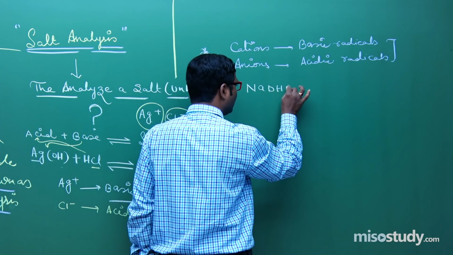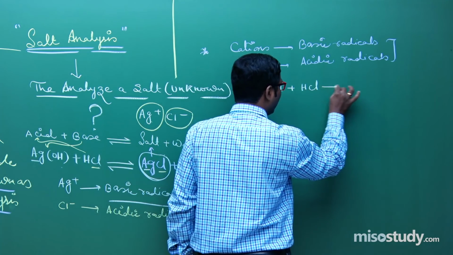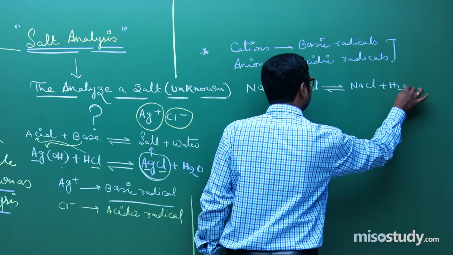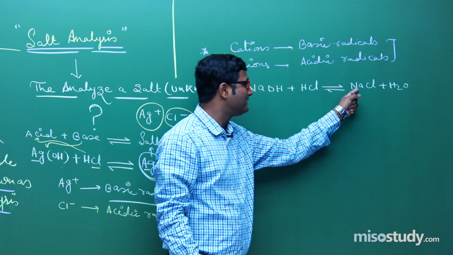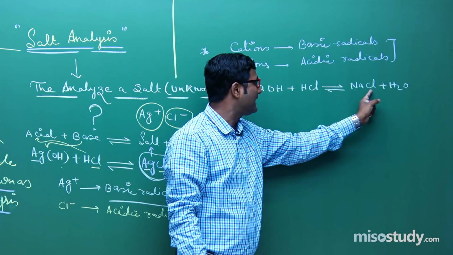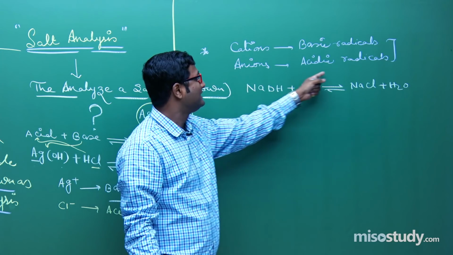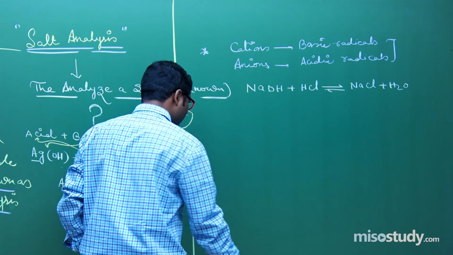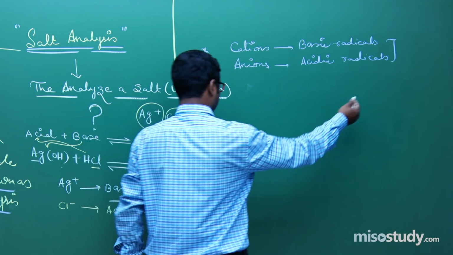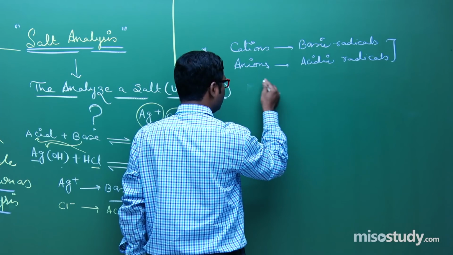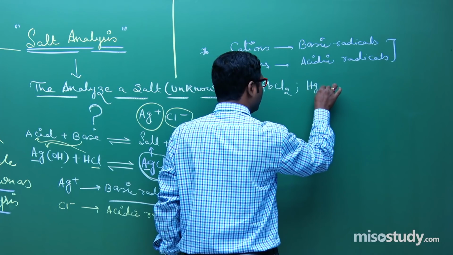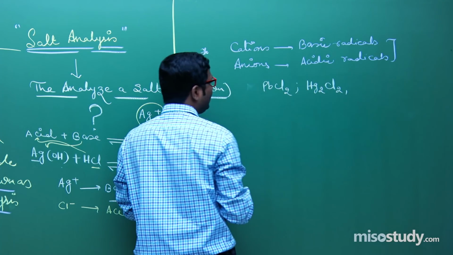NaOH, clear to you, plus HCl, you can easily estimate that it will give you NaCl plus H2O. This one is cation, this one is anion. This cation comes from the base, so this is basic radical. This anion comes from acid, this is known as acidic radical. Lots of examples are there. If I talk about AgOH, PbCl2, Hg2Cl2, clear to you? Many examples are there.